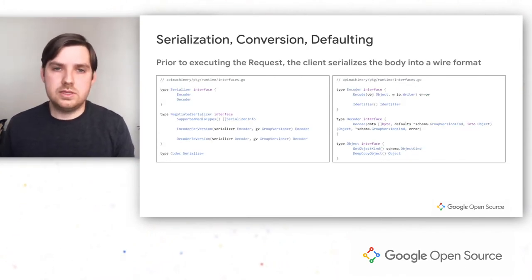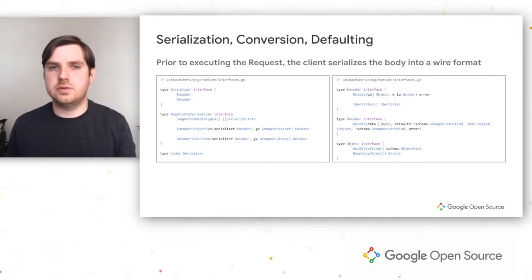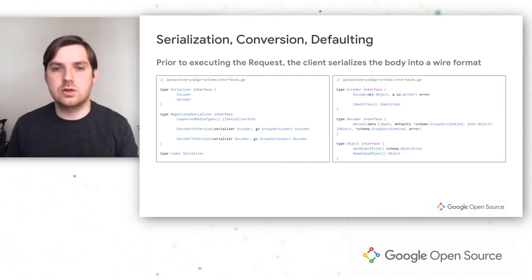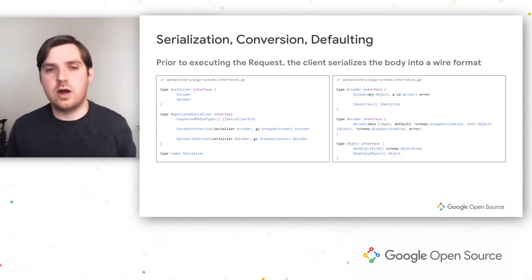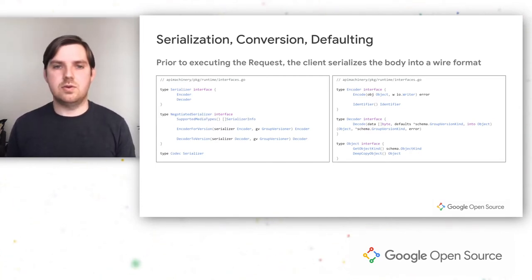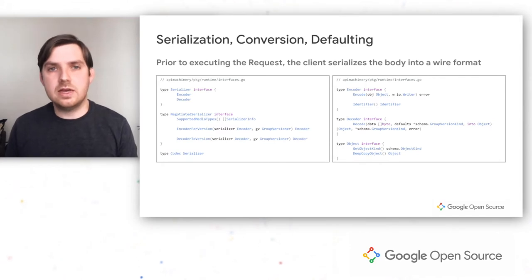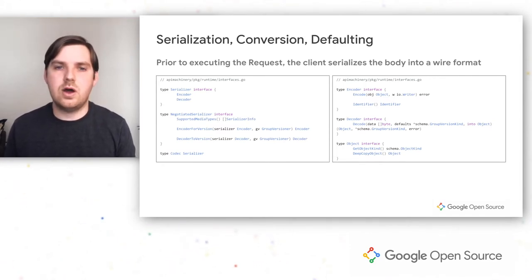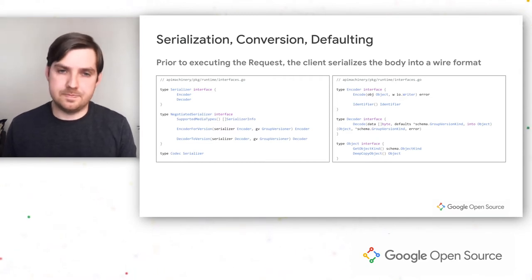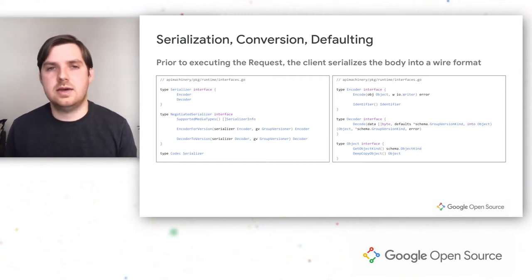Here, we see the interfaces for serialization that get implemented by auto-generated API machinery code. This serializer interface is just an encoder and a decoder, and as you might expect, the encoder is responsible for converting a Kubernetes object Go struct in memory into the canonical wire format to send across the network to the API server. And likewise, the decoder takes that wire format and converts it back into a Kubernetes object in Go that lives in memory. A few really interesting things happen here though.